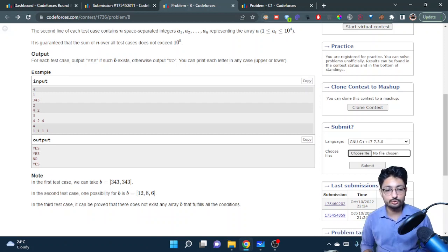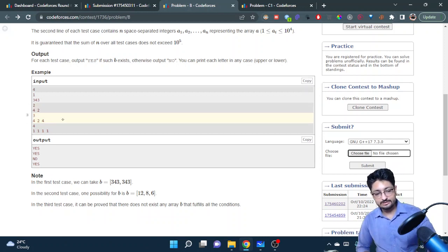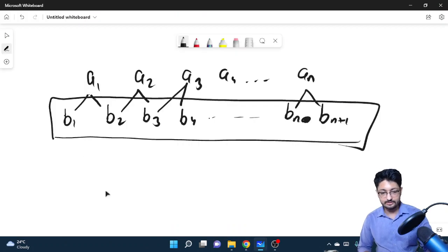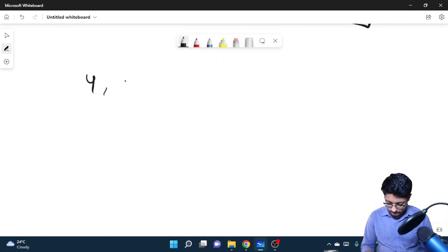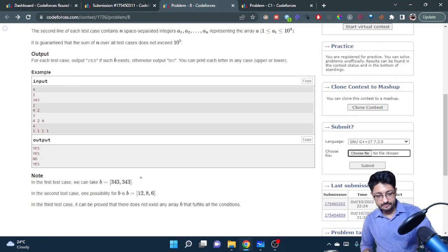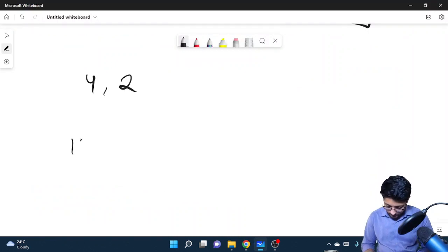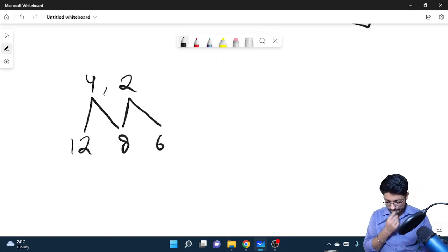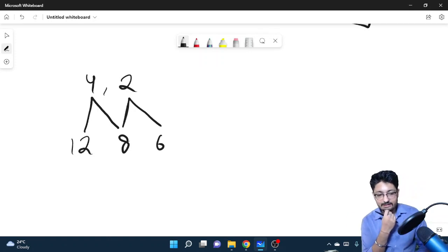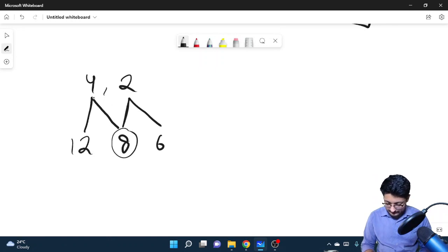Does the answer always exist for two? Let's say the array is 4 2, and what I got as the answer here is 12 8 6. Let us check it out. The GCD of 12 and 8 is equal to 4. The GCD of 8 and 6 is equal to 2. So what I understand is that this middle number is just something common to both of them. If it is common, why should I be putting it as 8?